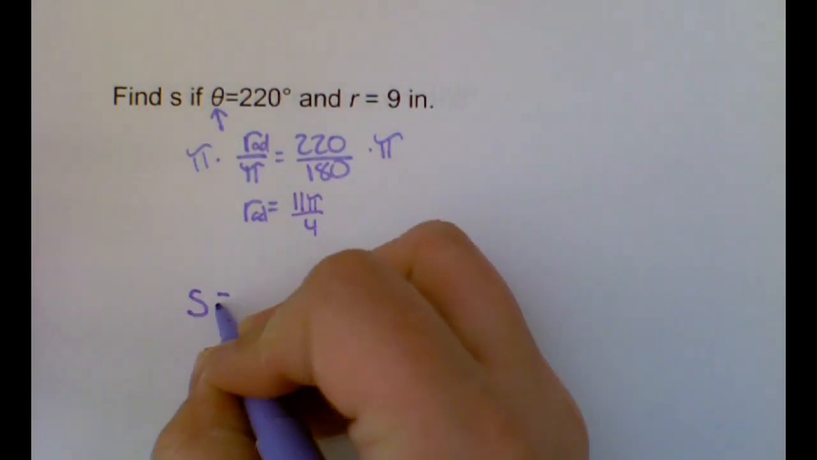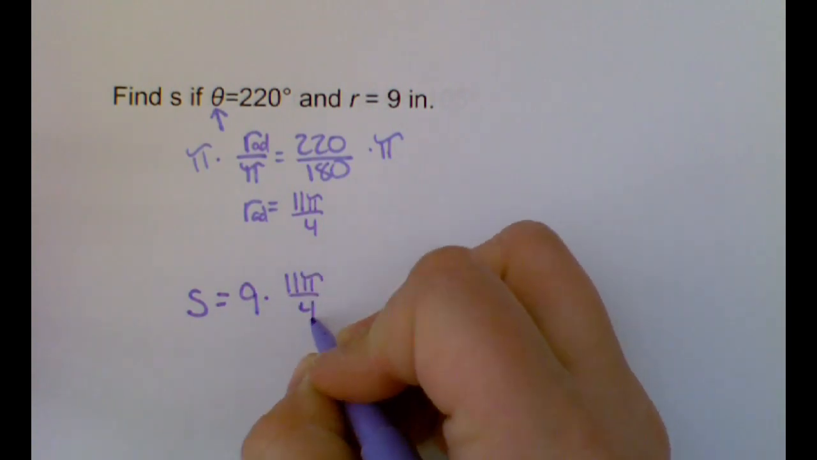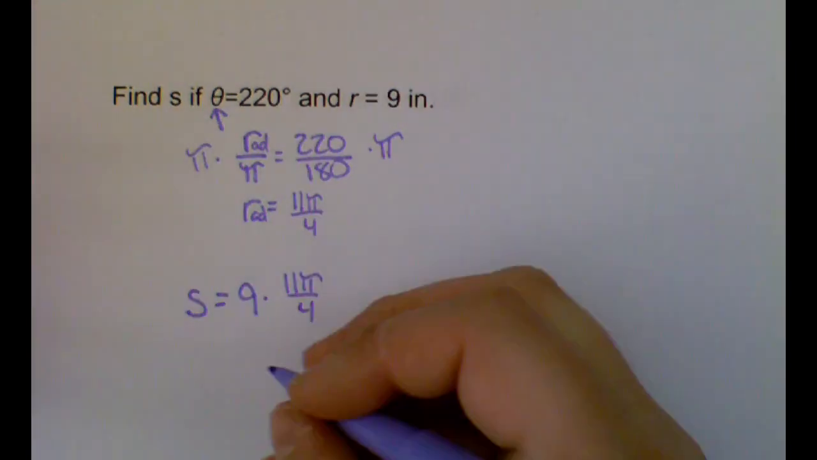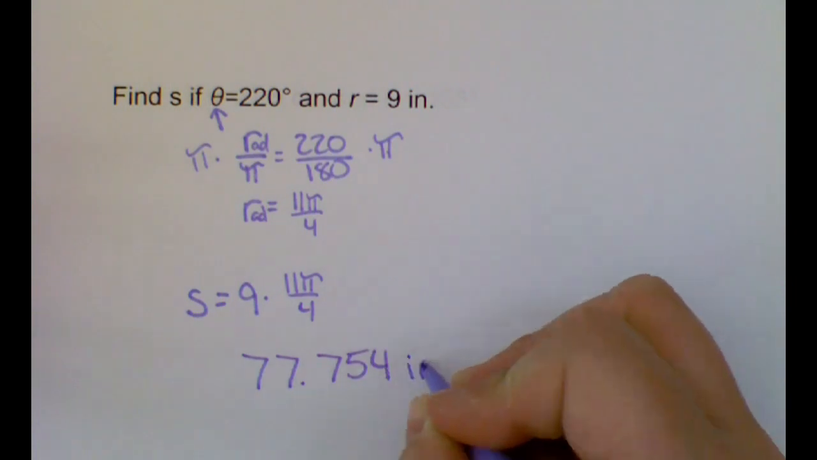Now we can find our arc length. A radius of 9 times 11 pi over 4. 9 times 11 pi over 4 is about 77.754 inches.